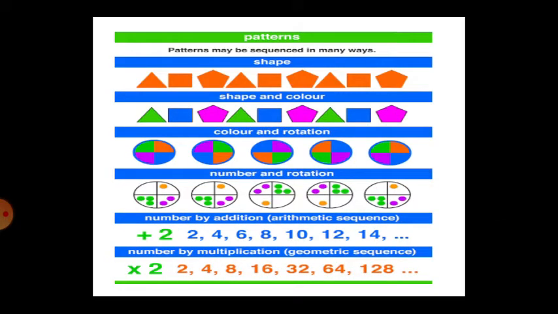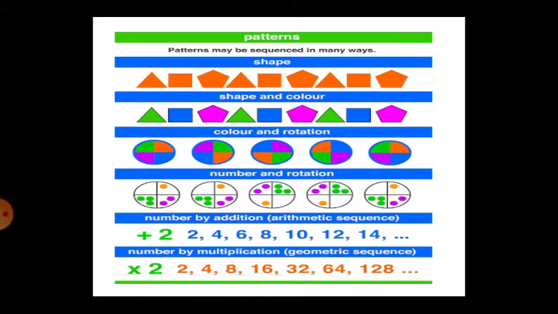See, in your surroundings, you can observe so many patterns. Here, what do we mean by pattern? Pattern may be sequenced in many ways. The meaning of sequence is that it is arranged in an order. For example, see these examples.